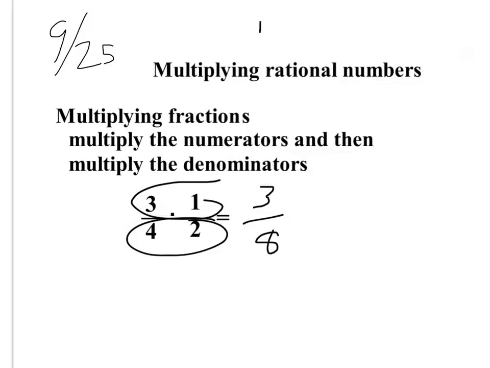Now you will have to simplify, you will have to reduce. So, can this reduce? No. Right? The factors of 3 are 1 and 3. The factors of 8 are 1, 2, 4, and 8. They don't have a common factor, so we can't reduce it.